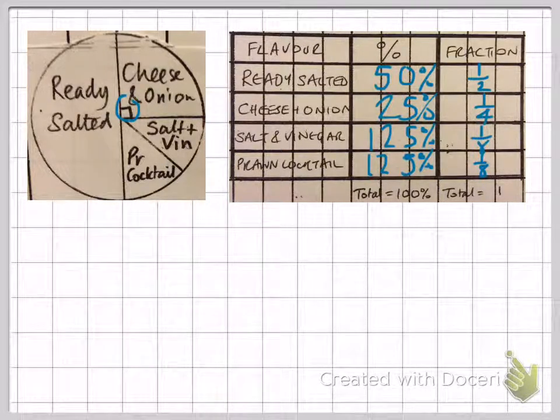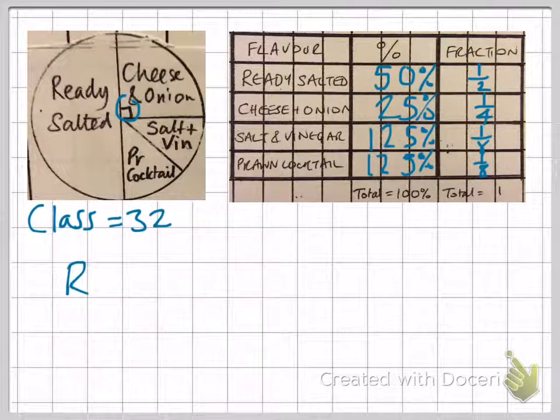The next stage is when you're told what the whole circle represents. So for example here I could say that my class has 32 children in. So the whole circle represents 32. Consequently, you can work out for ready salted, that would be half of 32 children, which will be 16.